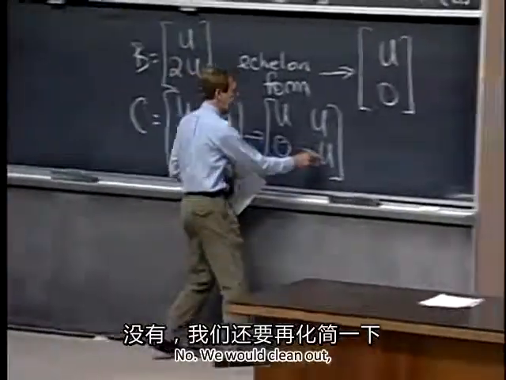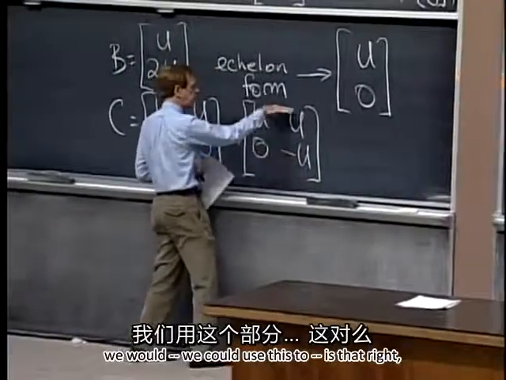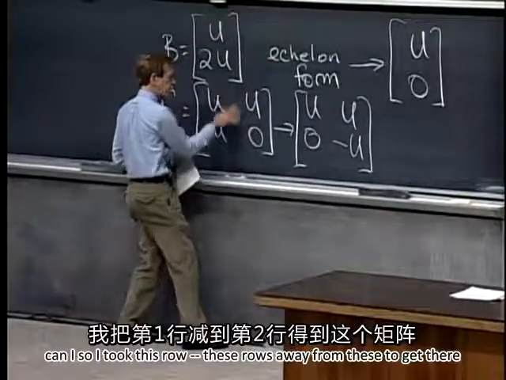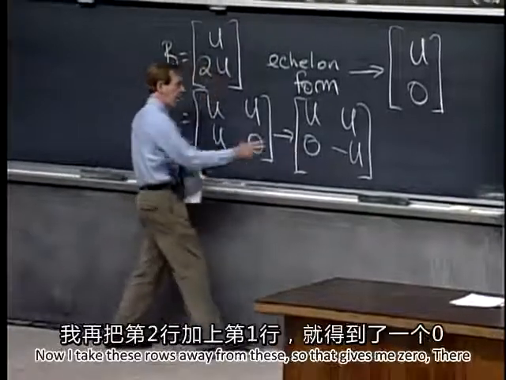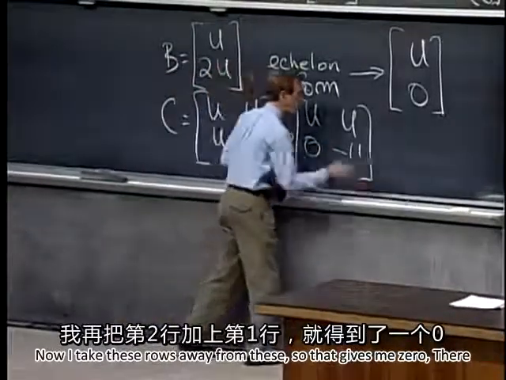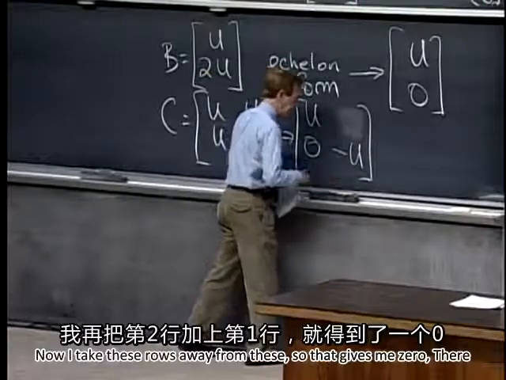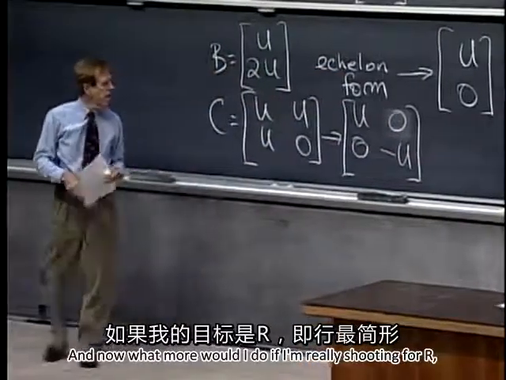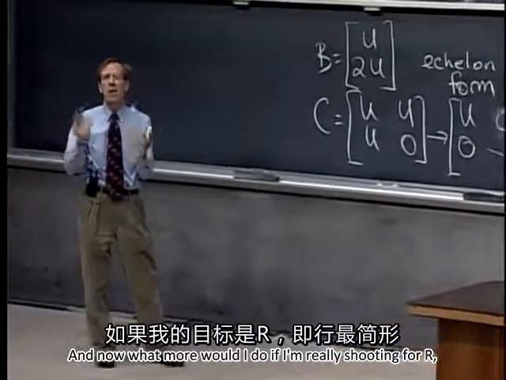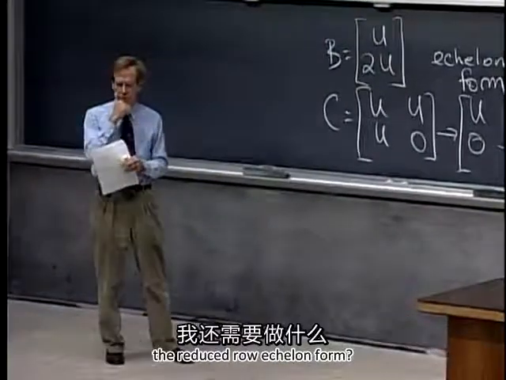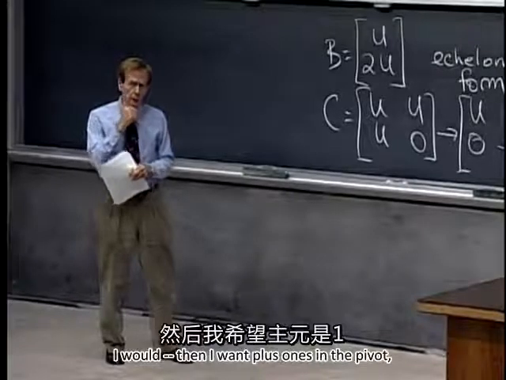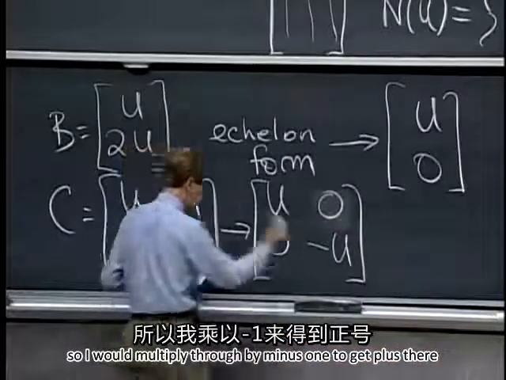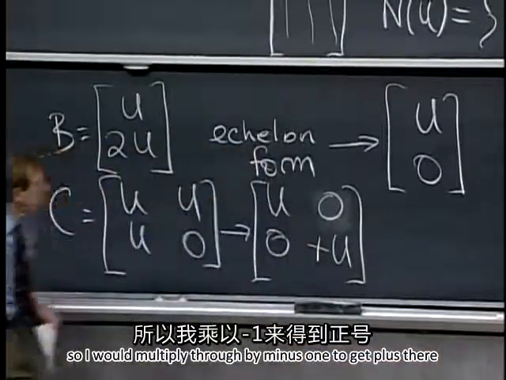We would clean out, we could use this to, is that right? So I took these rows away from these to get there. Now I take these rows away from these, so that gives me 0. There. And now what more would I do if I'm really shooting for R, the reduced row echelon form? Then I want plus 1s in the pivot, so I would multiply through by minus 1 to get plus there.